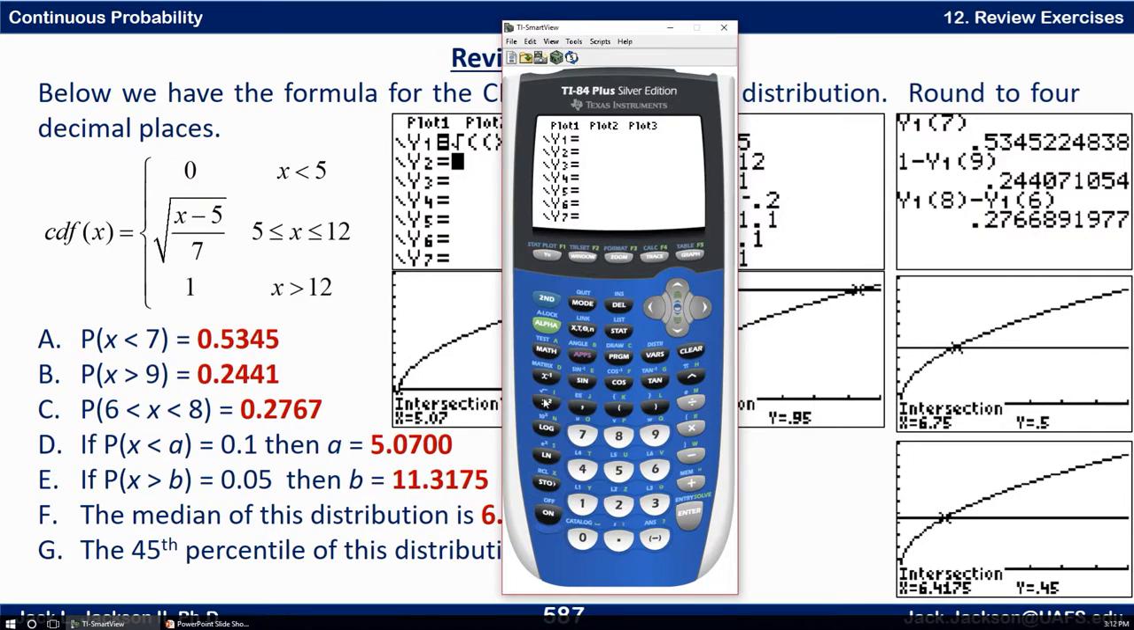So square root of, parentheses for the numerator, x minus 5, close parentheses, divide by 7, close parentheses for the square root. Now, if you've got the newer operating system, which I do here, you could also make it look almost exactly like this by turning on Math Print.